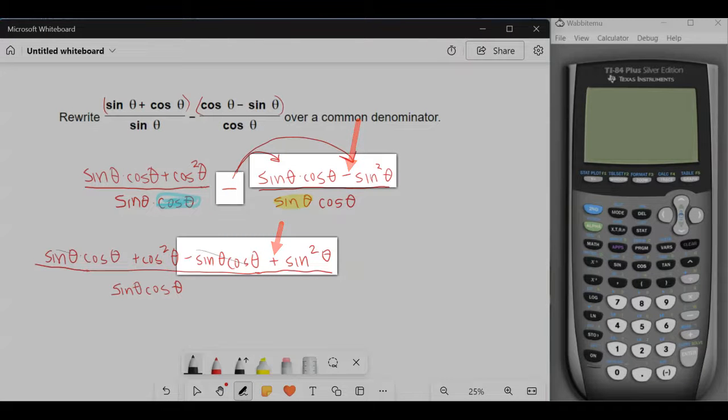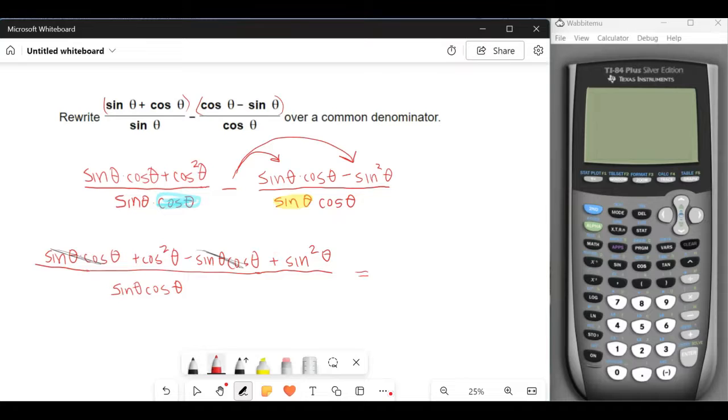So this and this are going to completely cancel. And if you notice, I'm left with a cosine squared and a sine squared. Well, sine squared plus cosine squared is just 1, and this is over sine cosine.